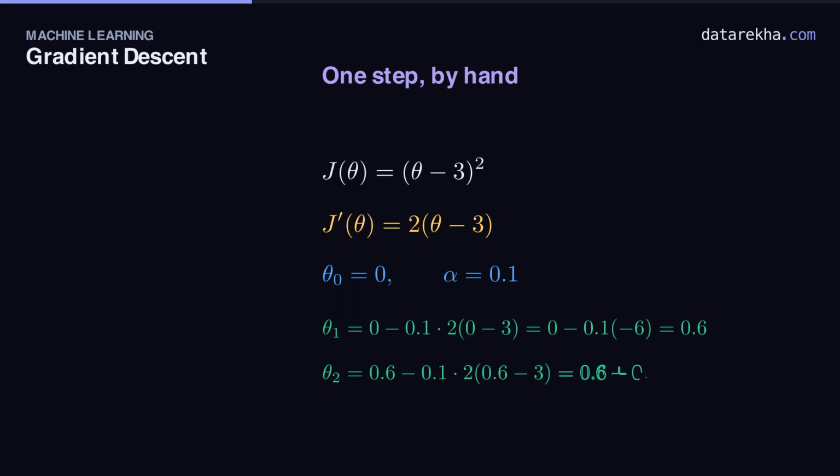Second step, from 0.6. The slope is now 2 times minus 2.4, which is minus 4.8. 1/10 of that is minus 0.48, and subtracting a negative adds. So theta 2 is 1.08. Notice the step got smaller because the slope is gentler nearer the bottom. One more, and theta 3 is 1.464. Each step shrinks as the ground flattens, and the values creep steadily toward 3. That's convergence, the descent easing gently into the minimum.